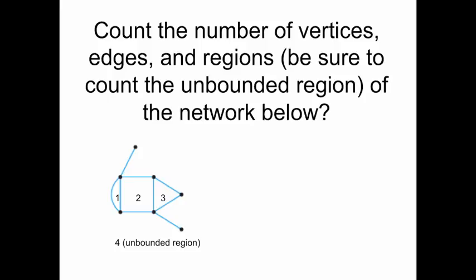First, we'll do the regions. There's 1, 2, 3 internal regions and 4 unbounded. The unbounded, of course, is the area outside of all of this. This is region 4 out here. Okay, so we have 4 regions. All right, let's next do the vertices. You'll notice there are 7, count them, they're numbered, 7 vertices. And finally we count the edges, and if you'll count those edges, you'll see that there are 9 of them, so we have 9 edges.